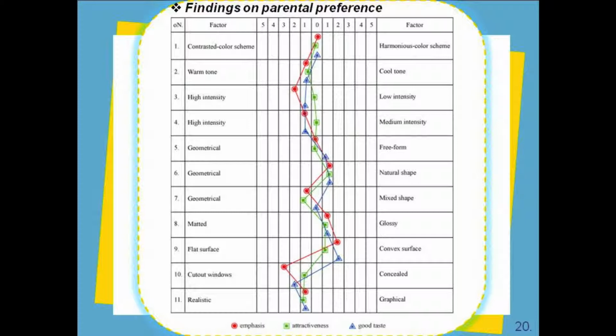Graphical design significantly influences the appealing and perception of purchasers. As for color, parents prefer harmonious and warm color tone than cool and contrasting scheme. As for formal design, most parents prefer free forms whose shapes derived from natural objects. However, the parents prefer geometrical shape comparing to mixed one. Texture-wise, glossy, convex, and window cutout types of design are more popular than their counterparts.